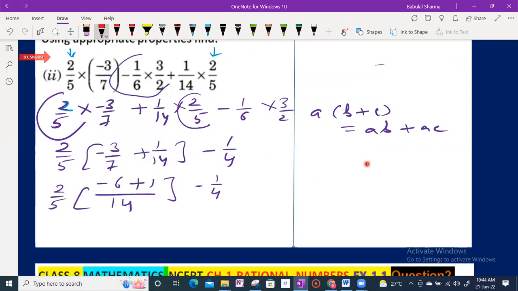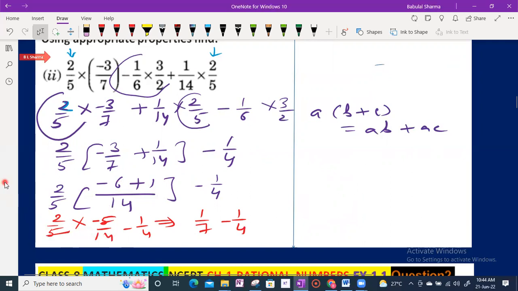Again writing here 2 by 5 into minus 5 by 14 minus 1 by 4. Because minus 6 plus 1, that is minus 5, 2 by 5 as it is, this 14 as it is. Now again cancel, 5 and 5 cancel, so we can write 1 upon 7 minus 1 by 4. Say 2 ones are 2, 2 sevens are 14.